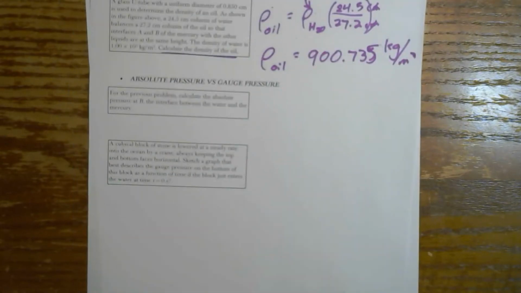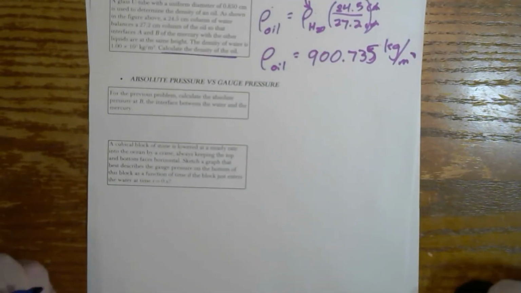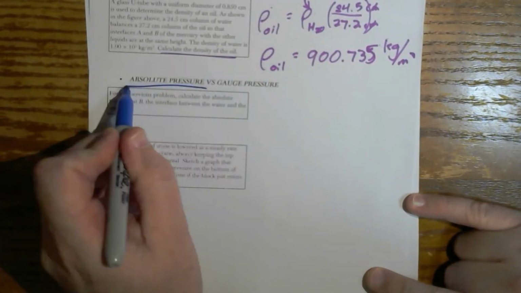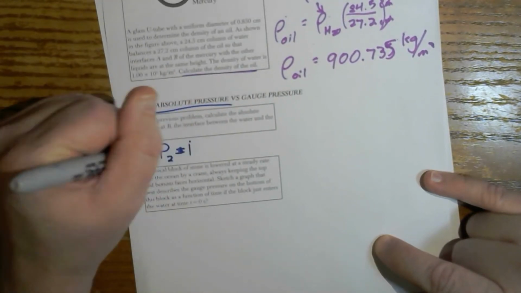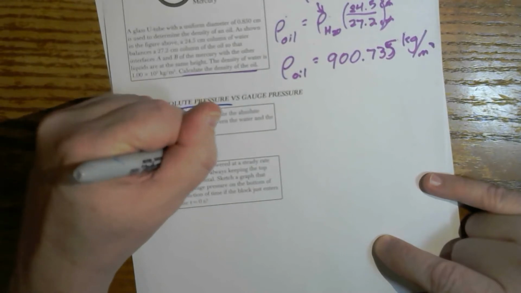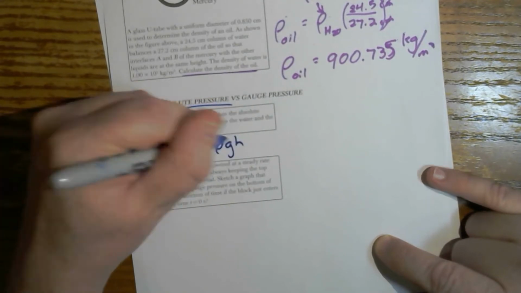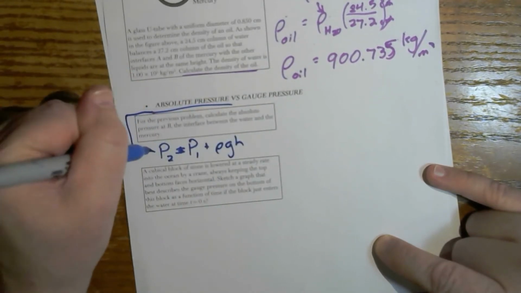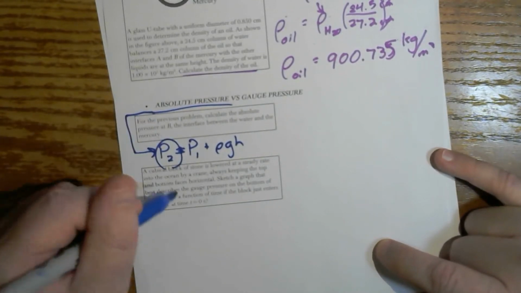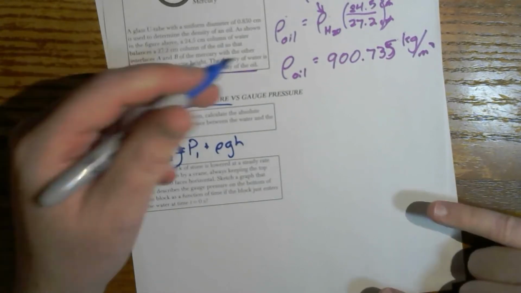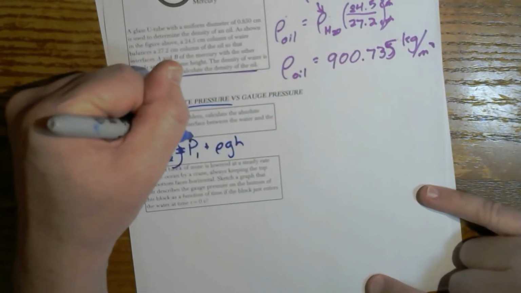All right. For the previous problem, calculate the absolute pressure at B. Now, absolute pressure, if you look at your equation again, P2 is equal to P1 plus rho GH. Absolute pressure typically is this P2 number. So whenever we're trying to calculate that, we need to include the atmosphere.